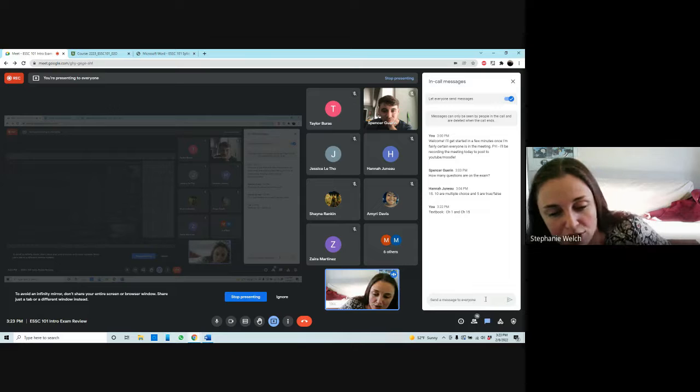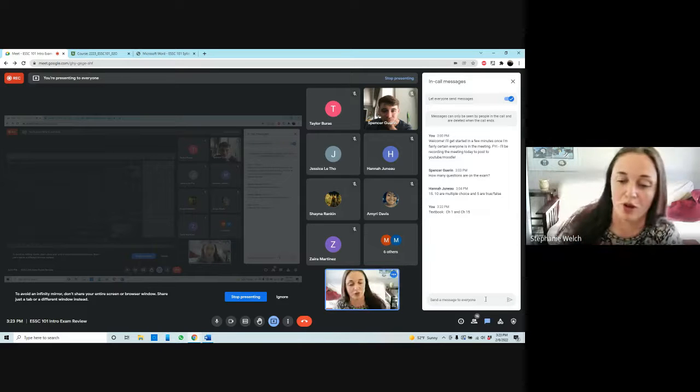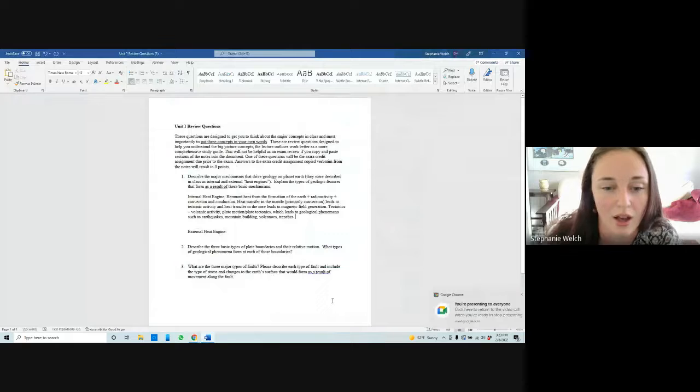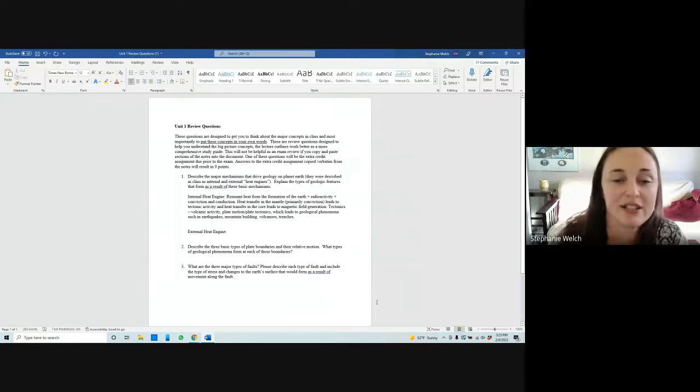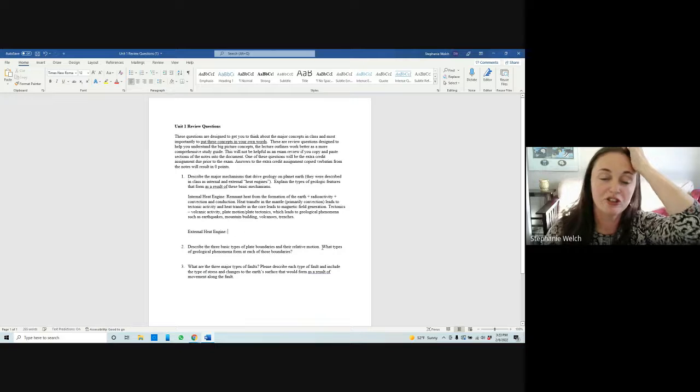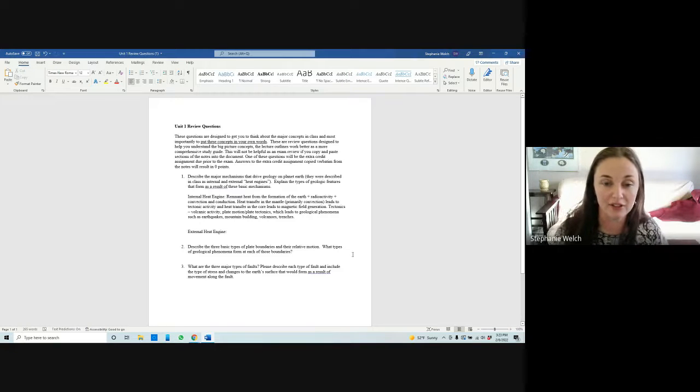Okay, so going back to the text of these review questions. I'm probably getting a little wordy here, but essentially what I'm trying to say is internal versus external heat engines. This internal heat drives these internal processes, which then drive stuff that happens on the surface, like mountain building, volcanoes, trenches, earthquakes. This is a surface expression of all of this internal heat.